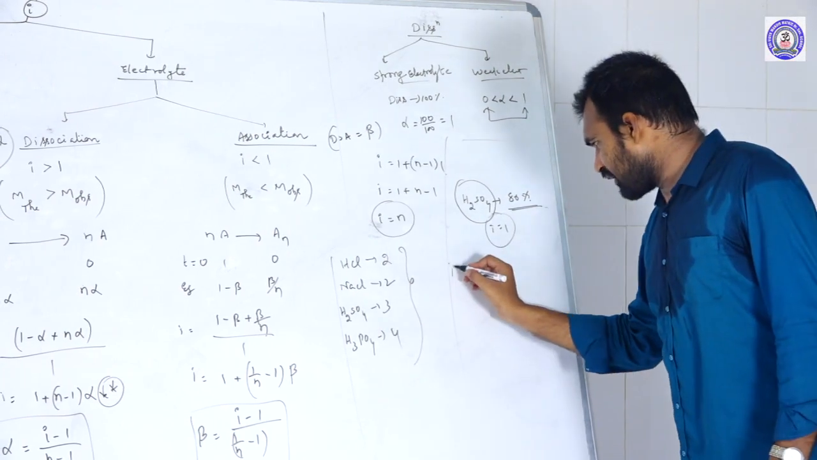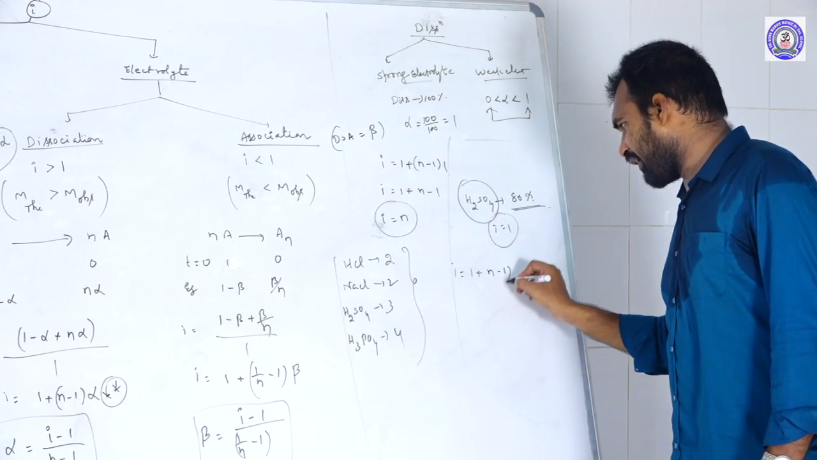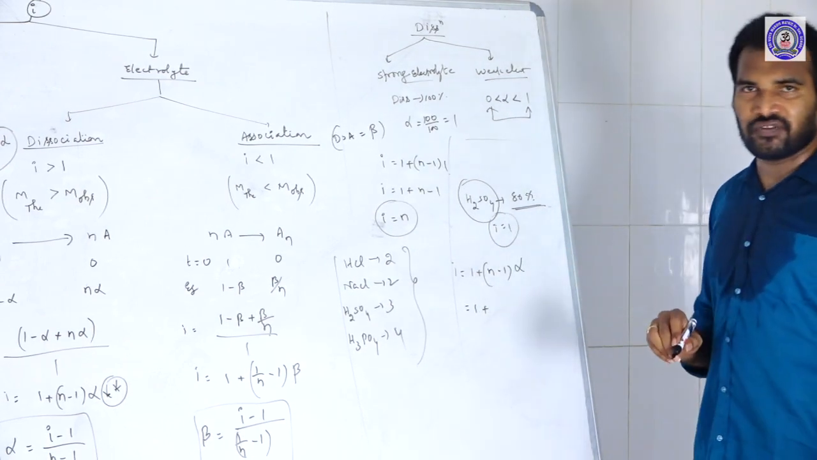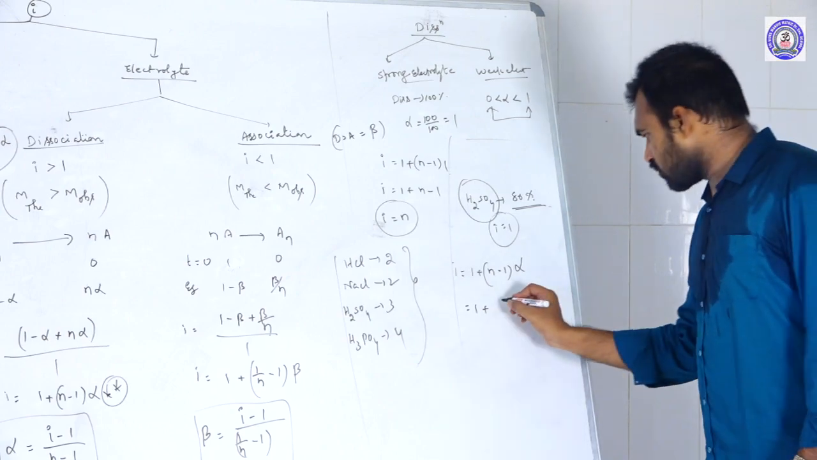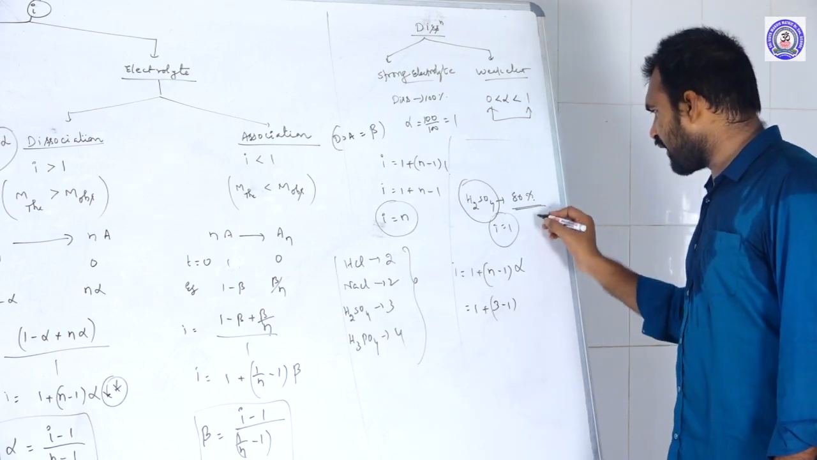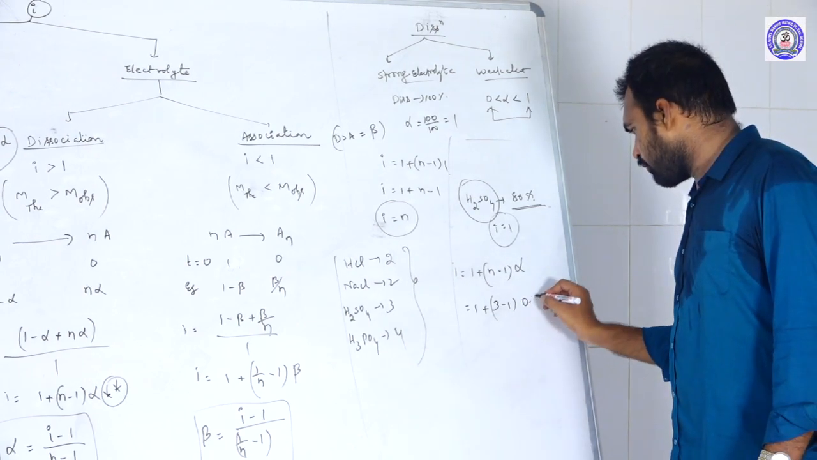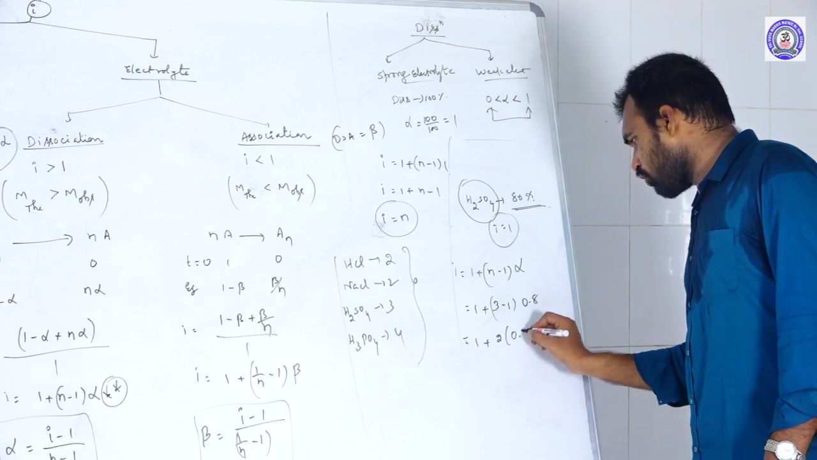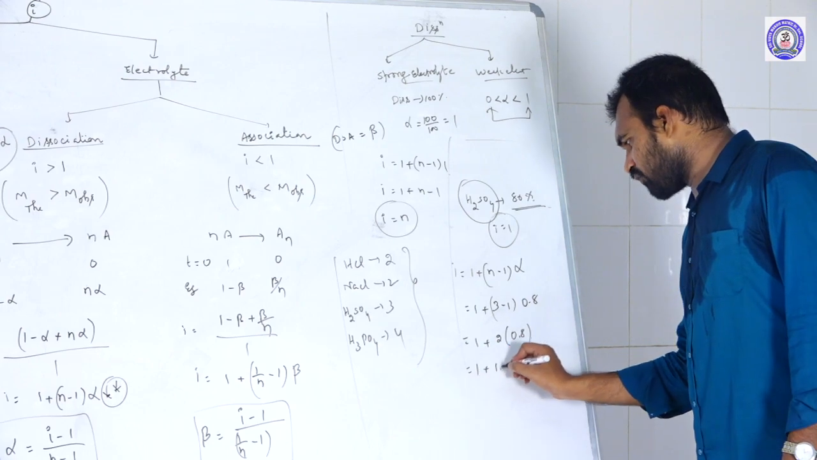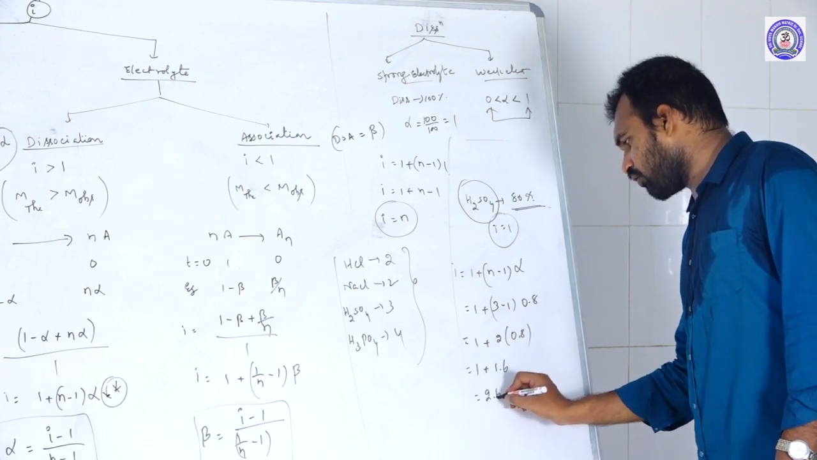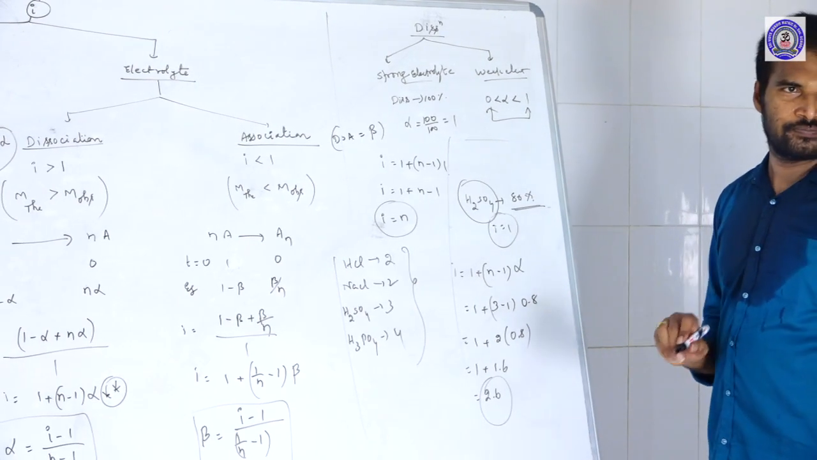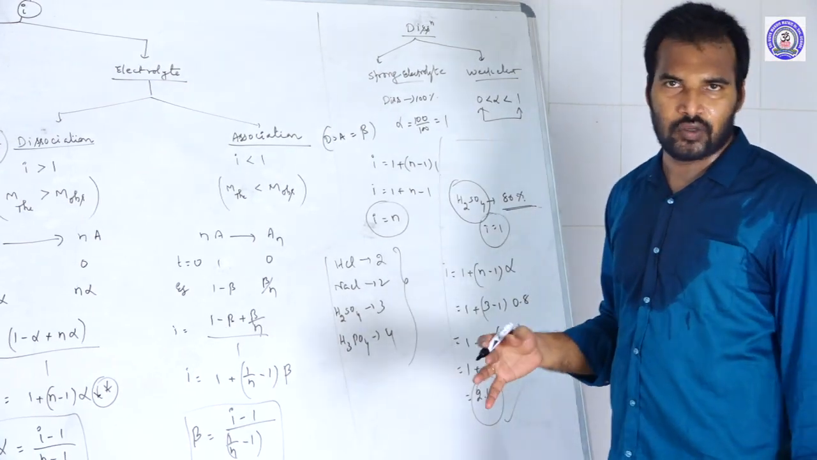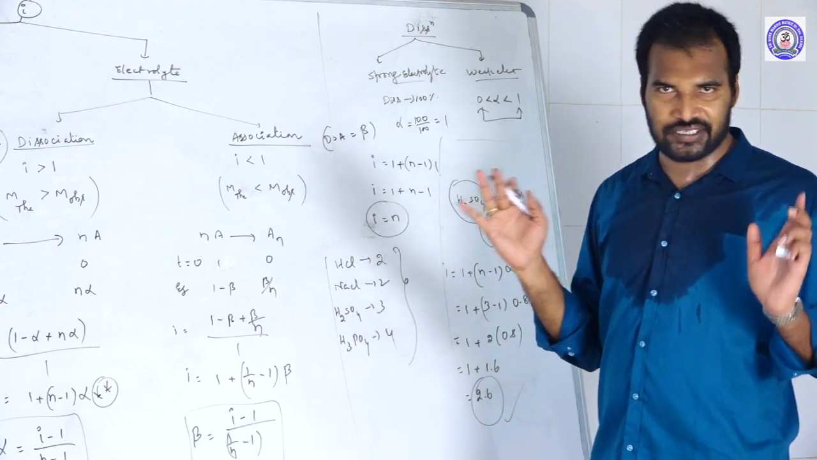In that case, what is the formula? i is equal to 1 plus (n minus 1) into alpha. That is equal to 1 plus, what is the n value in case of H2SO4? 3. So 3 minus 1 into the alpha value, 80 by 100, 0.8. That is equal to 1 plus 2 into 0.8, that is 1 plus 1.6, that is equal to 2.6. So by using this you can calculate the i value. I hope the Van't Hoff factor value is clear to you.